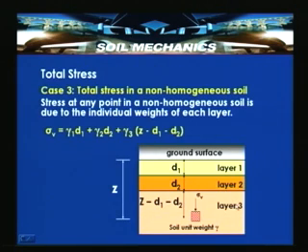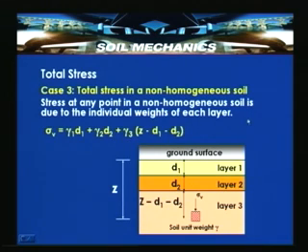So, having seen cases of homogeneous soil with and without impounded water, let us now consider a total stress in a non-homogeneous soil, which is possible when the stratification takes place while forming the soils. When the soil formation takes place, there is a chance that stratification can occur below the ground surface. So, the total stress in a non-homogeneous soil, this is case 3 which we are discussing.